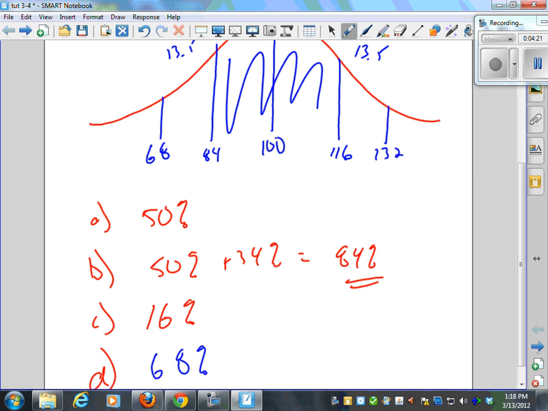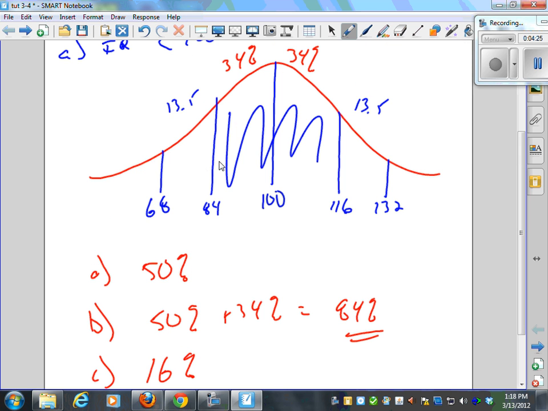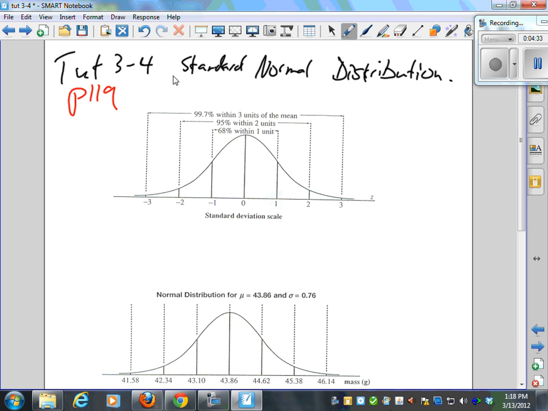Now, I left you with, what do we do if the numbers, like what if I wanted, say, between 80 and 120? How are you going to do that? You can't. So that's what we're going to look at today. This is on page 119 in your book. This is tutorial 3.4. This is what we call the standard normal distribution. Same principle, same concept. We're just going to expand a little bit.